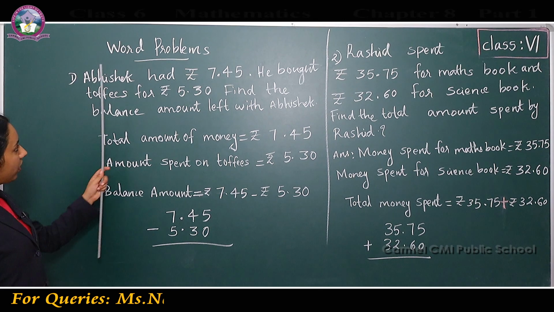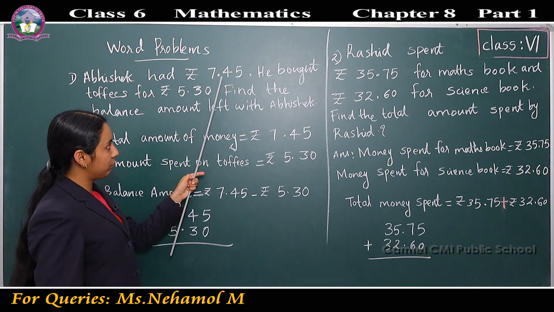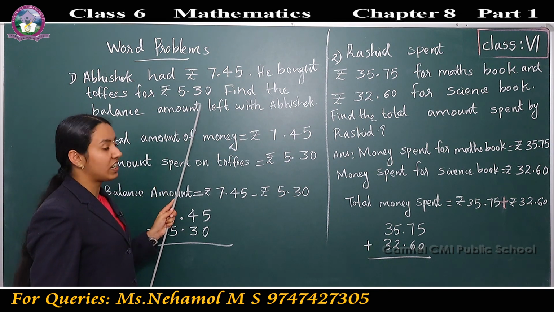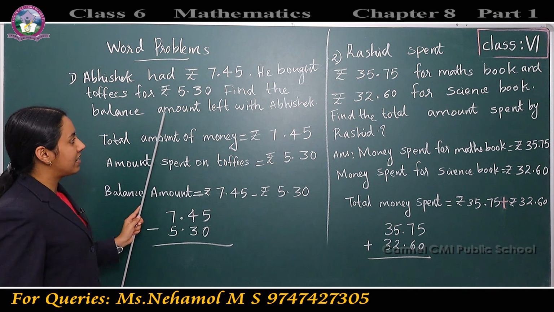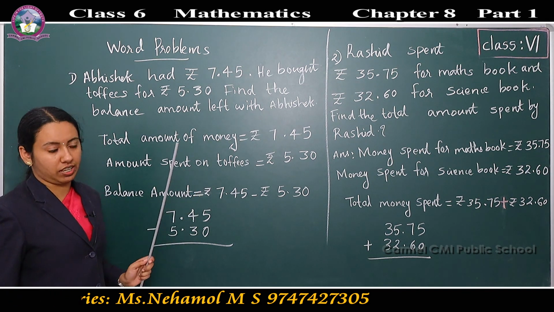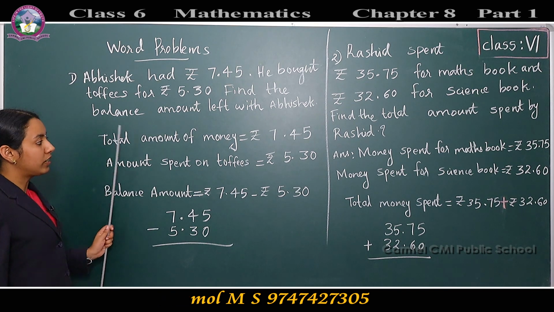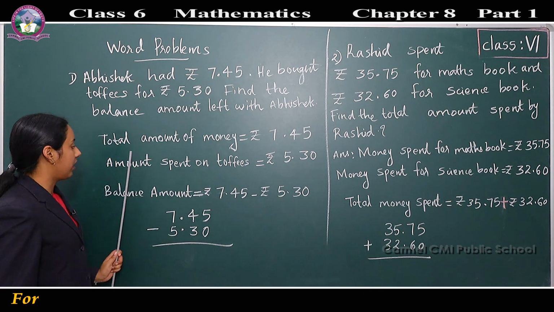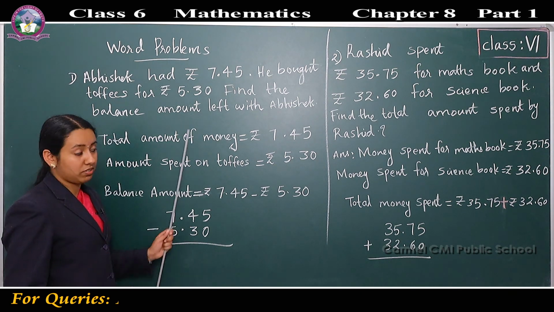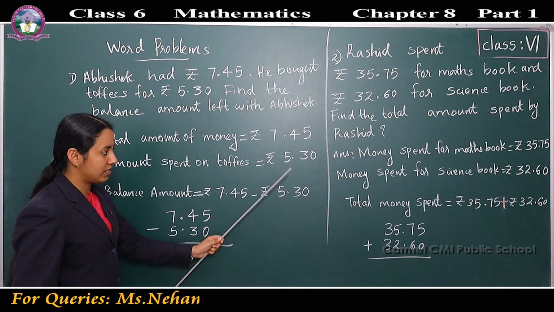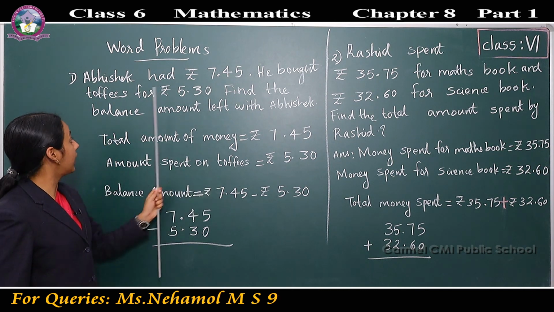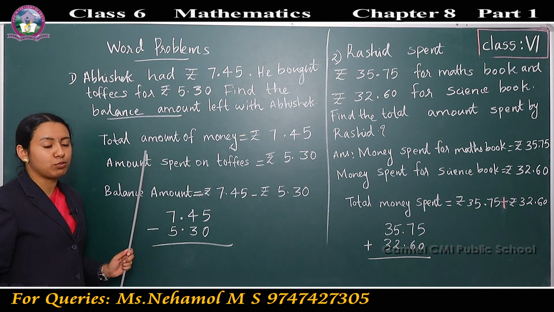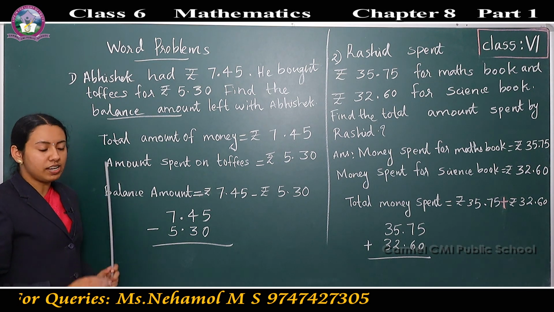First one, Abhishek had rupees 7.45. He bought toffees for rupees 5.30. Find the balance amount left with Abhishek. What is given? Total amount of money, that is given 7.45. Then amount spent on toffees 5.30. Then what is the question? Find the balance amount left with Abhishek. That means here we have to subtract. We have to find the difference.